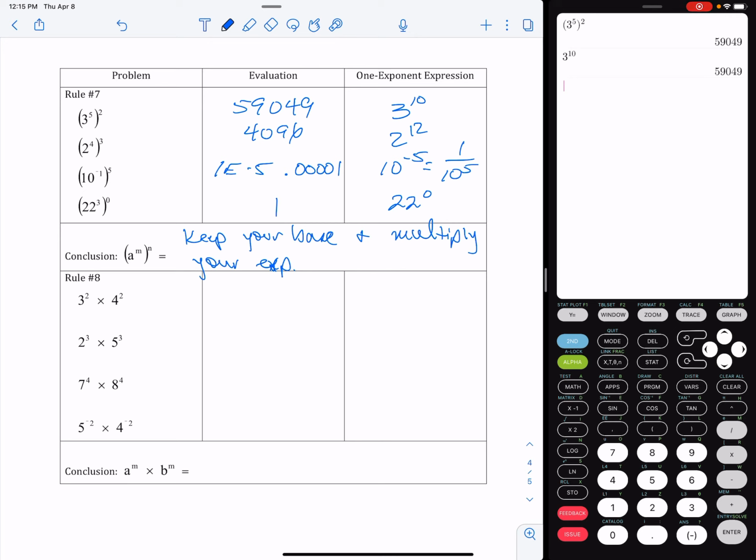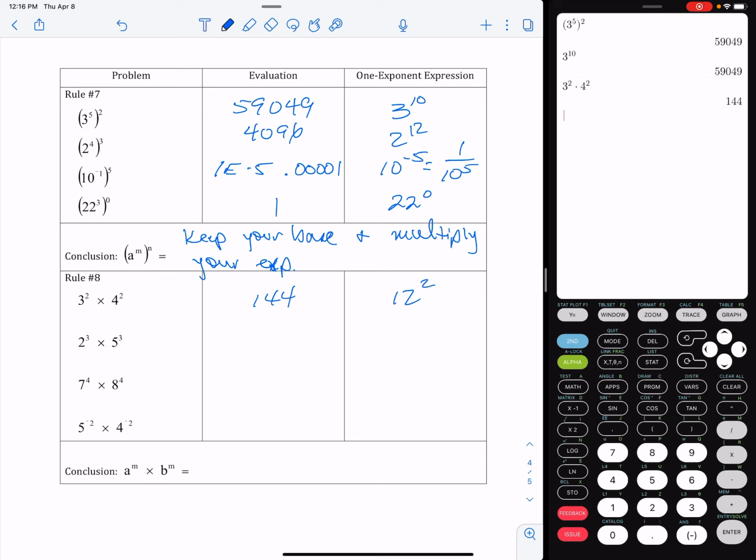Rule number 8. Now this one's a little bit different because you'll notice that the exponents are the same, but your bases are different. If you type this one in, the first one, 3 exponent 2, right arrow, times 4 exponent 2, enter, you end up with 144. For the one exponent expression, you're going to keep the thing that's alike. My bases are different, but my exponent's alike. So what will my one exponent expression be? Hopefully you came up with 12 to the second power.